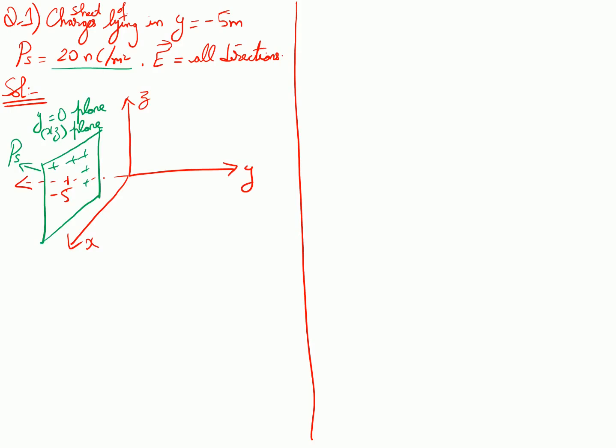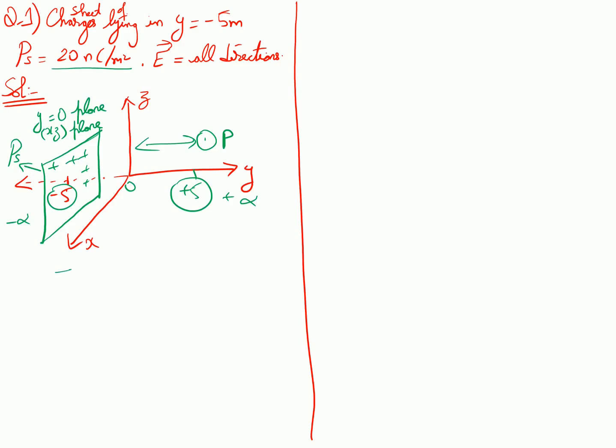All the directions means what is the electric field on the negative side, and what is the electric field if we move from this point of minus 5 to, let's say, a point of plus 5. So this is the direction of the electric field to this point, let's say. This is what it means to find the electric field in all the directions. In other words, you need to find the electric field behind and in front of this plane of sheet.